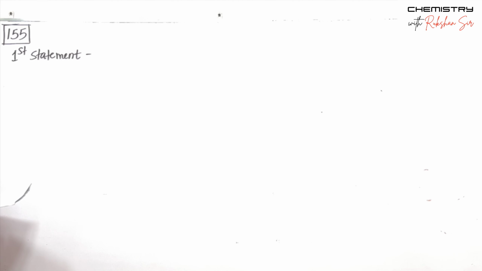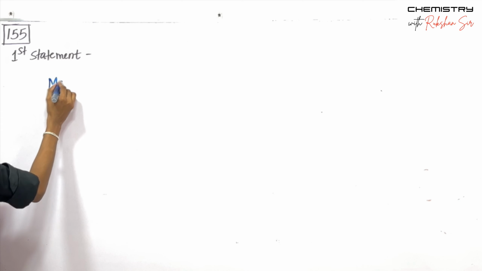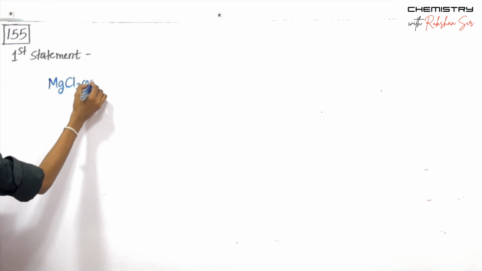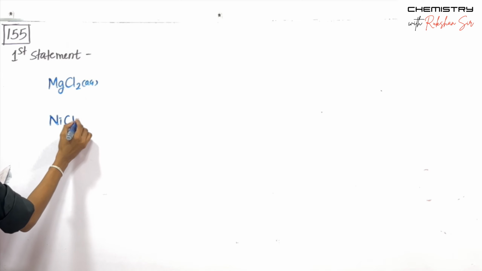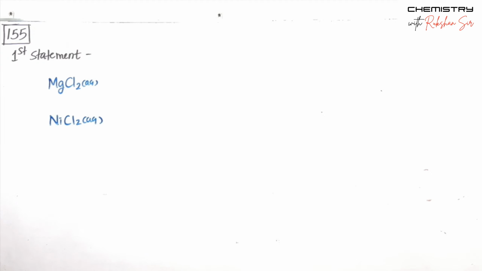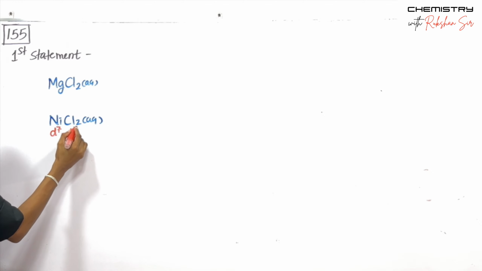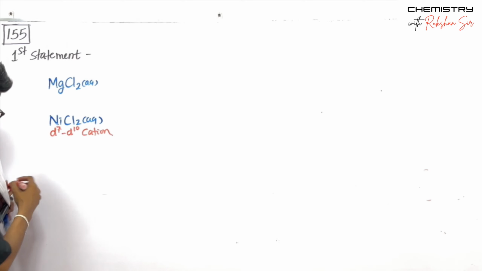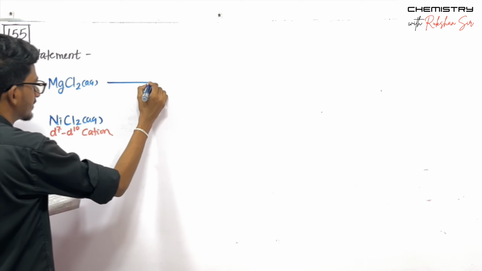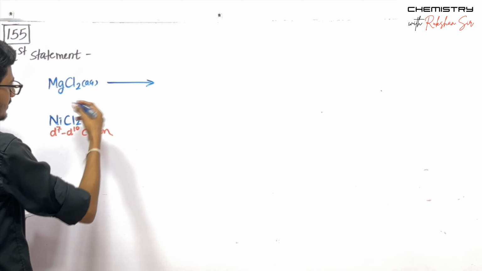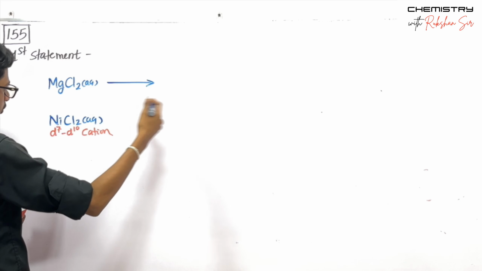Never forms a stable precipitate with excess ammonium hydroxide. Let's see what happens there. So you have magnesium chloride and nickel chloride. Here the nickel 2 plus is considered as a d7 to d10 cation, right? If you add some ammonium hydroxide, so it's like you add in some excess ammonia. Let's go through step by step.